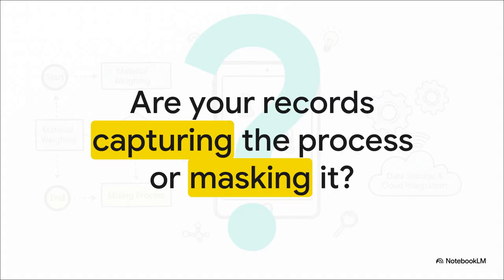As we wrap up this explainer, I want to leave you with one final provocative thought. Take a good look at the records in your facility today. Are they truly capturing the messy, complex reality of your manufacturing process? Or, much like North Star's old paper forms, are they just masking it behind tick boxes and habit? By applying the rigorous design lens we've discussed today, mapping the absolute truth, defining critical controls, and building truly dynamic workflows, you can transform your records from passive paperwork into active engines of quality.